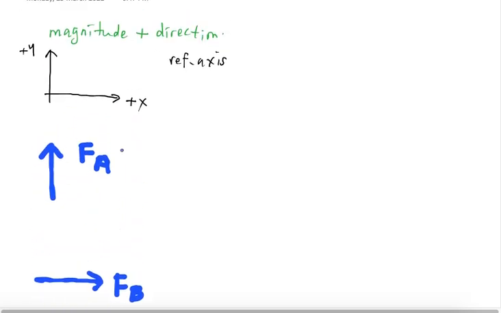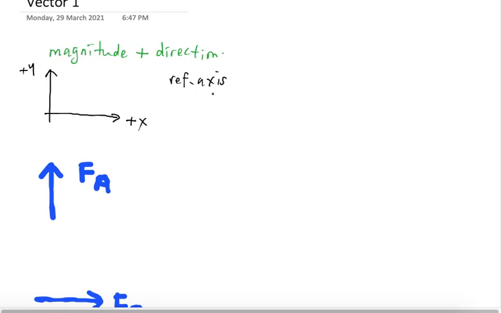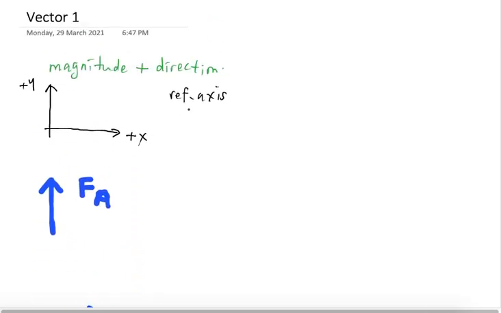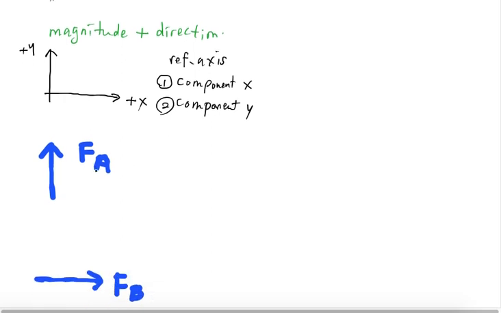What are the components? Since our reference axis has been identified as positive x and positive y, the components of our vector would be component x and component y. So there are two components in order for you to define any vector.